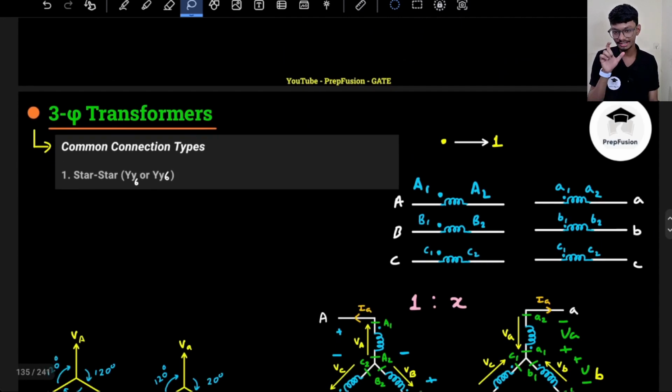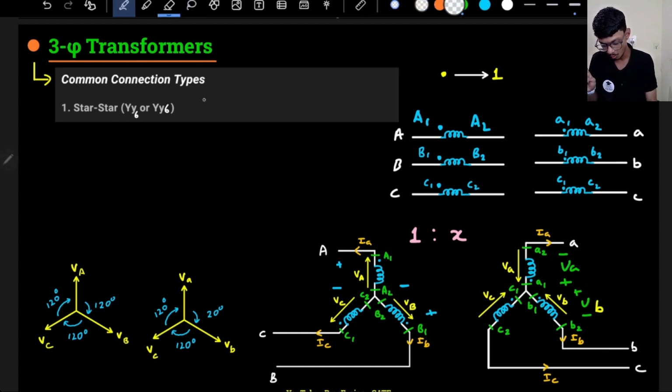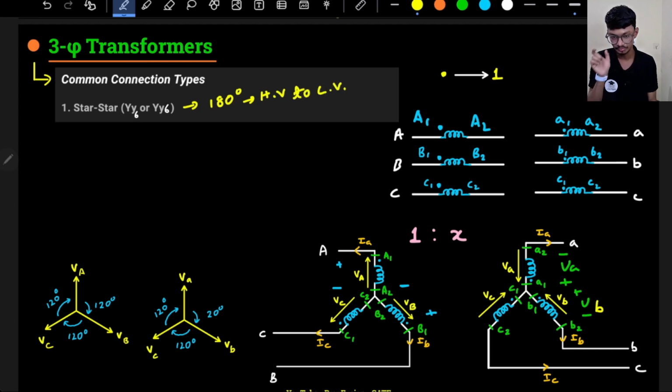So let's now come to the next type of connection, which is Yy6. In Yy6 it will just be the opposite of Yy0. What does Yy6 mean? Yy6 means I will have a phase difference of 180 degrees from the high voltage side to the low voltage side. HV to LV, the phase difference will be 180 degrees.